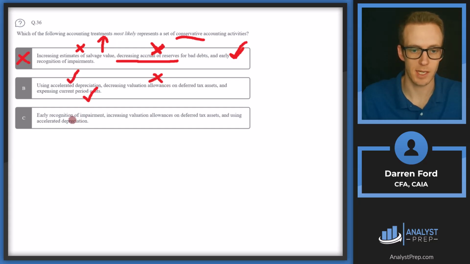Let's make sure C is more conservative. So C, early recognition of impairment, that's good, like we set up here for answer A. And then increasing valuation allowances on deferred tax assets. That's the opposite of what we got up here, which is a conservative policy. And then using accelerated depreciation, already established up here as conservative. So we've got three good here, and we'll go with answer C.